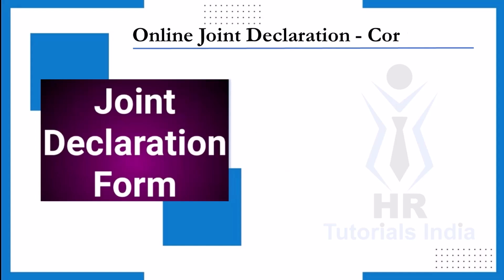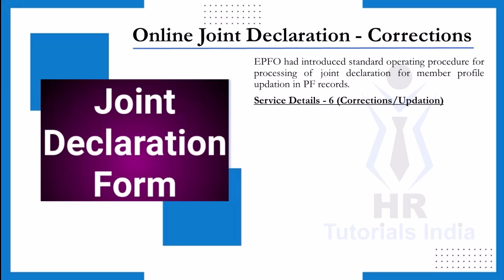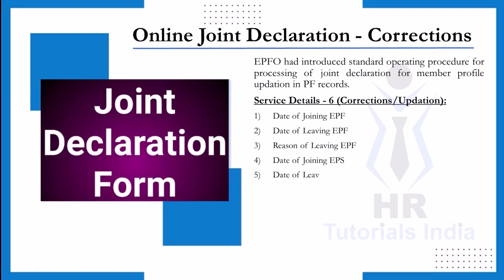Online joint declaration corrections: service details. So here there are about 6 service details which can be corrected. Date of joining EPF, date of leaving EPF, reason for leaving EPF, date of joining EPS, date of leaving EPS, reason for leaving EPS. So these are the 6 service details which can be corrected in joint declaration.